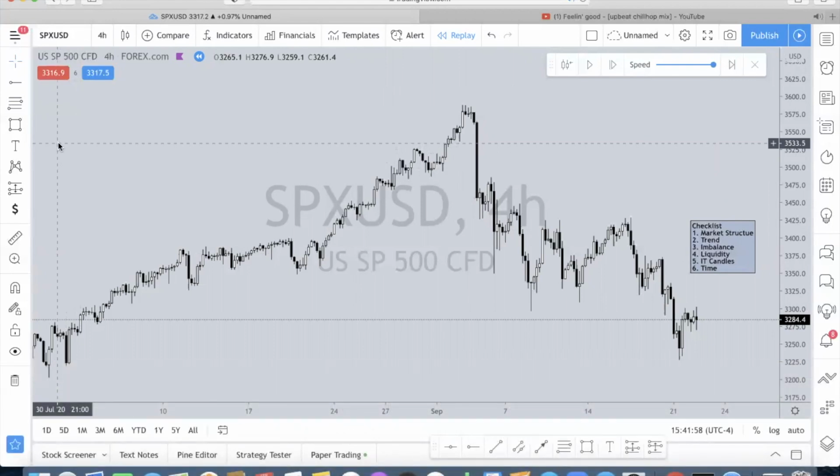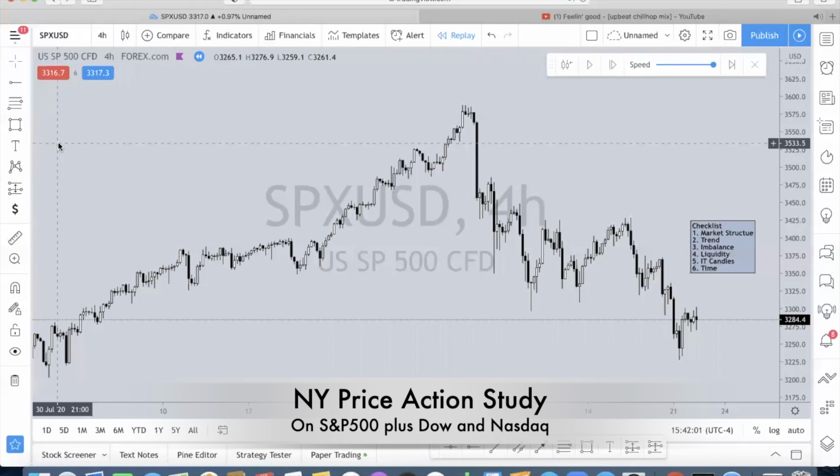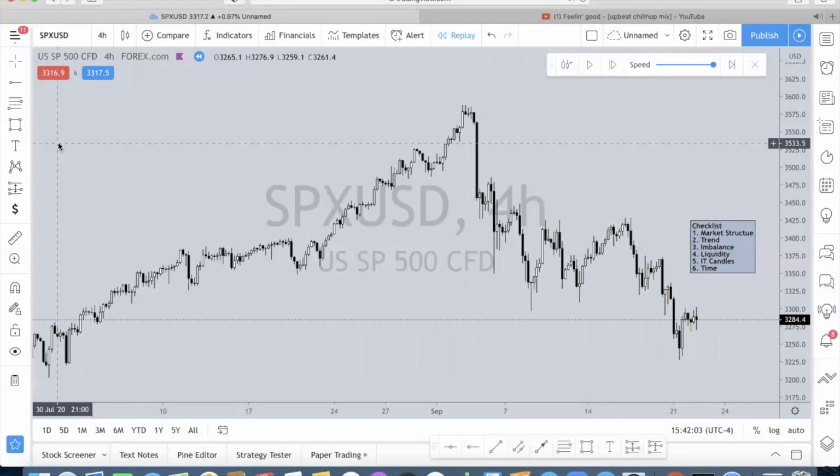We're going to make it short and sweet today, doing a price action study over the main indexes, or the indices, here on the TradingView platform.